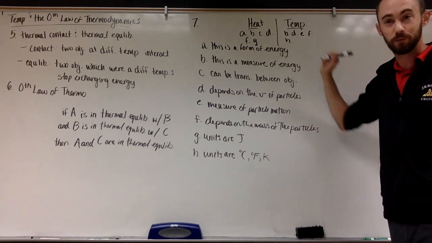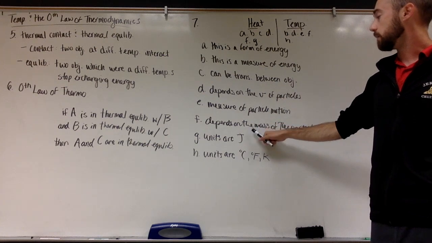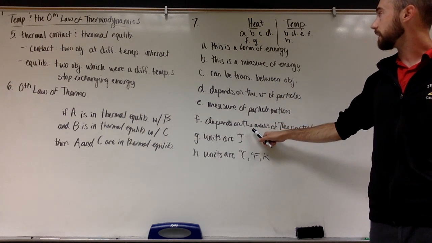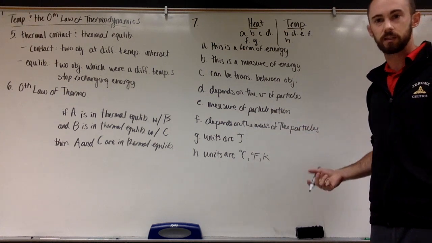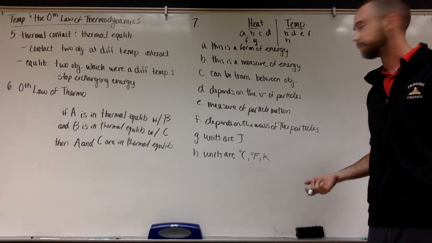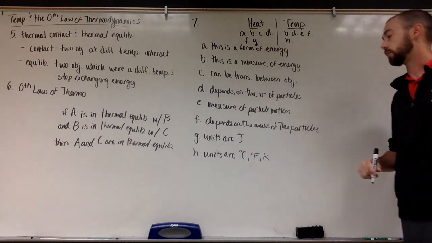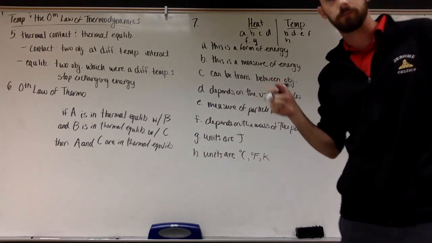As you can see, this is why people get confused about the difference between heat and temperature. There is some overlap. F, depends on the mass of the particles. Both of them are going to have that because kinetic energy is affected by it, and heat, obviously, it's going to be determined by what particles make it up. G, units are joules, definitely going to be heat. H, units are degrees Celsius, Fahrenheit, and Kelvin, definitely going to be temperature. Cool beans.